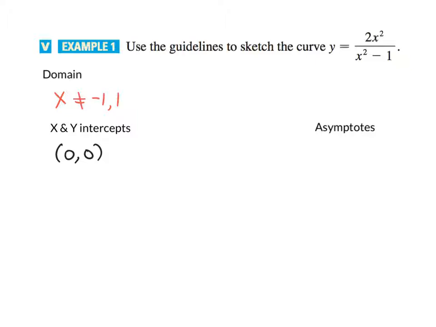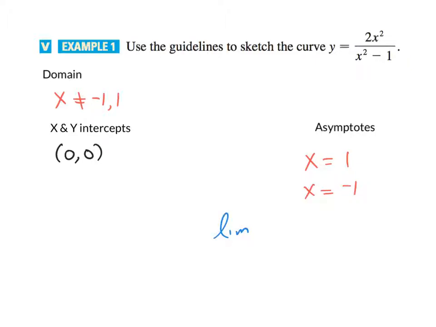For asymptotes, since we've already decided that x cannot be negative 1 and positive 1, I'm going to have two vertical asymptotes. One's going to be at x equals 1, and one's going to be x equals negative 1. And now what we need to do is figure out our horizontal asymptotes. And we do that by simply doing the limit as x approaches positive and negative infinity. Here is where L'Hopital's rule is really helpful.